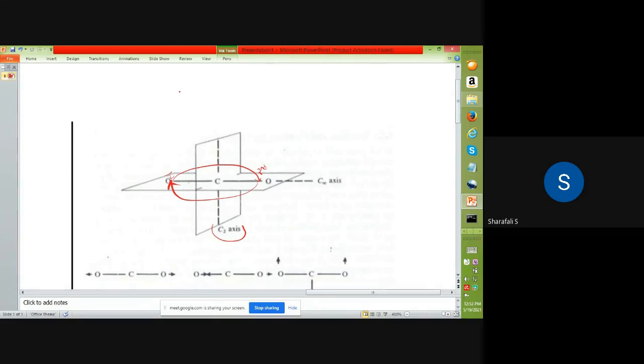So two times, the same structure can be kept with respect to that axis. That's why it's called a C2 axis. That is, with respect to that C2 axis, the molecule is symmetric.